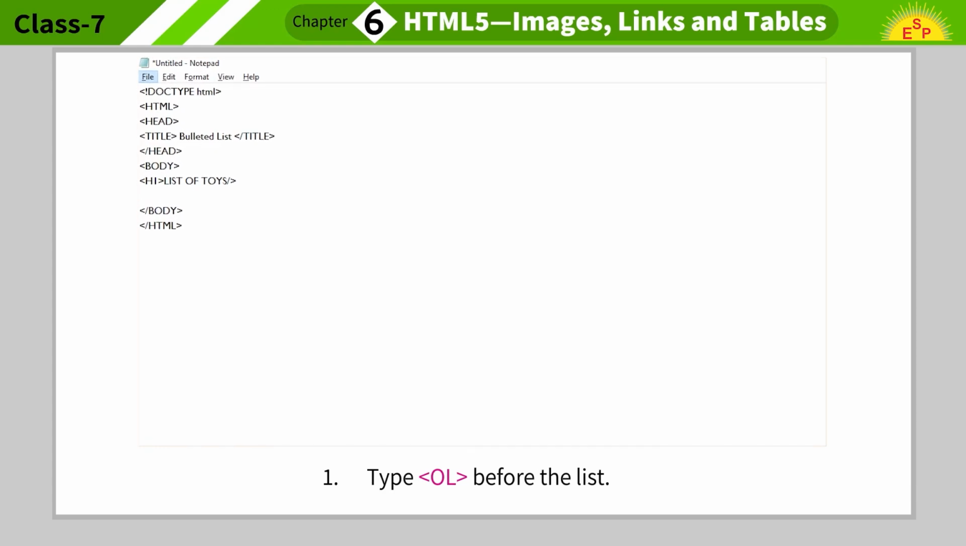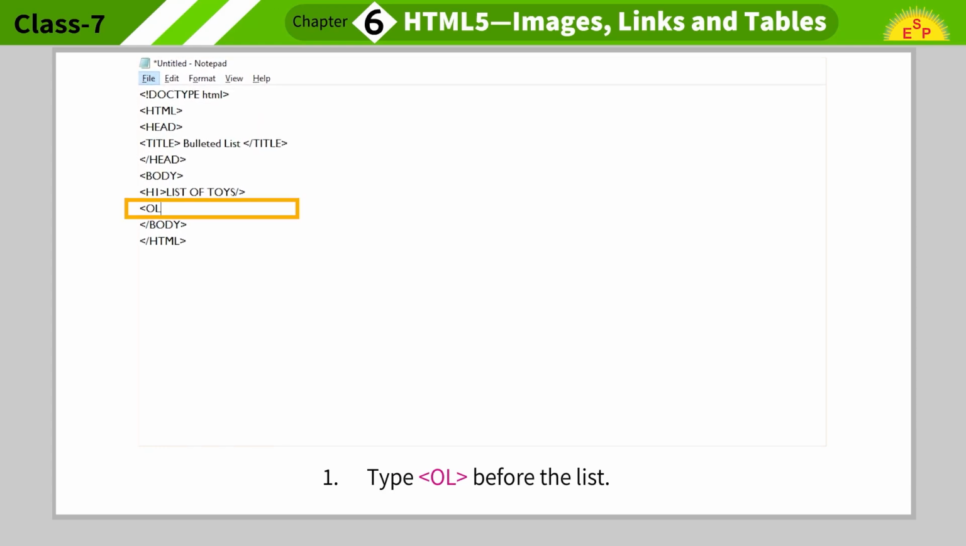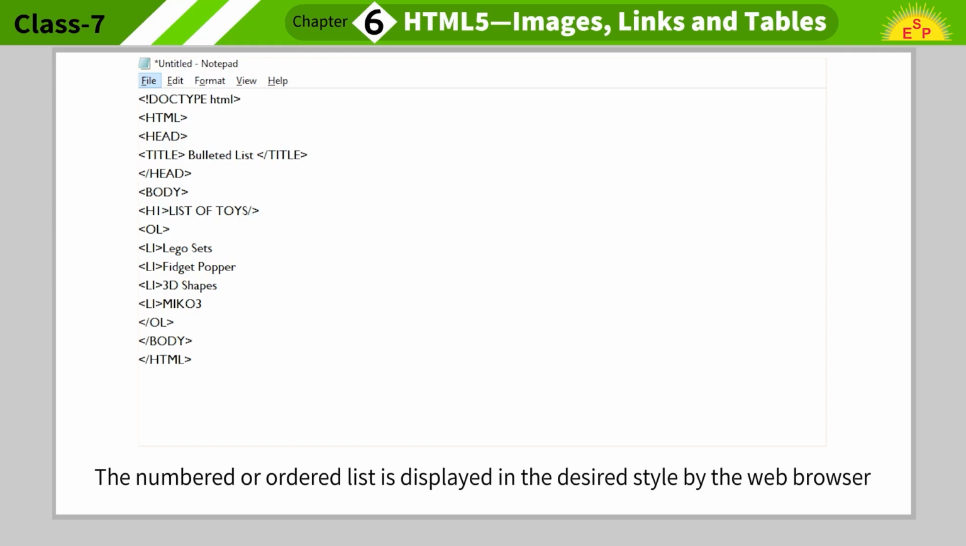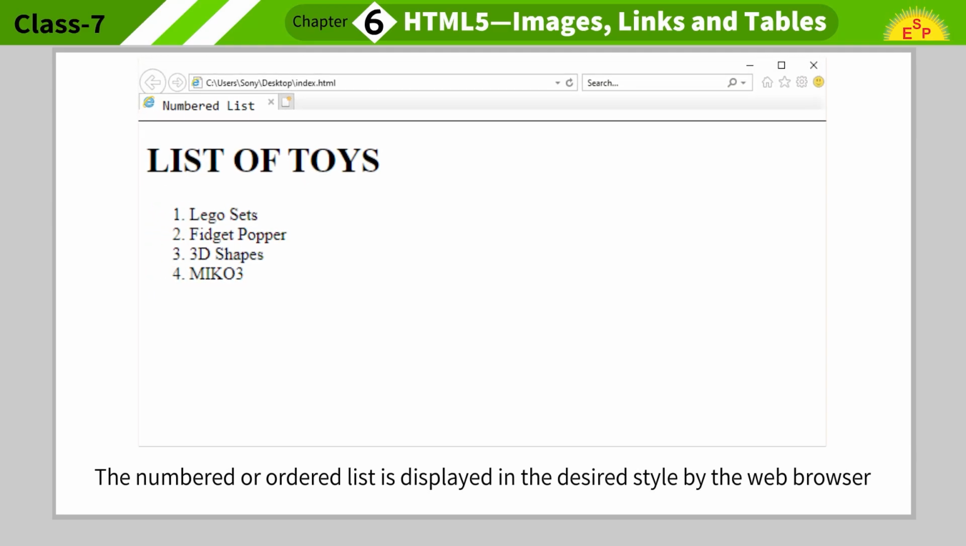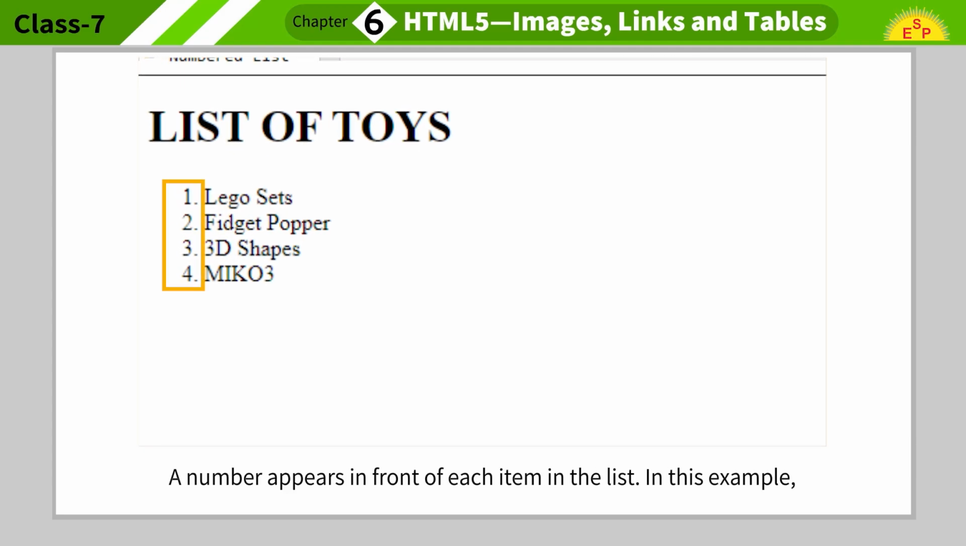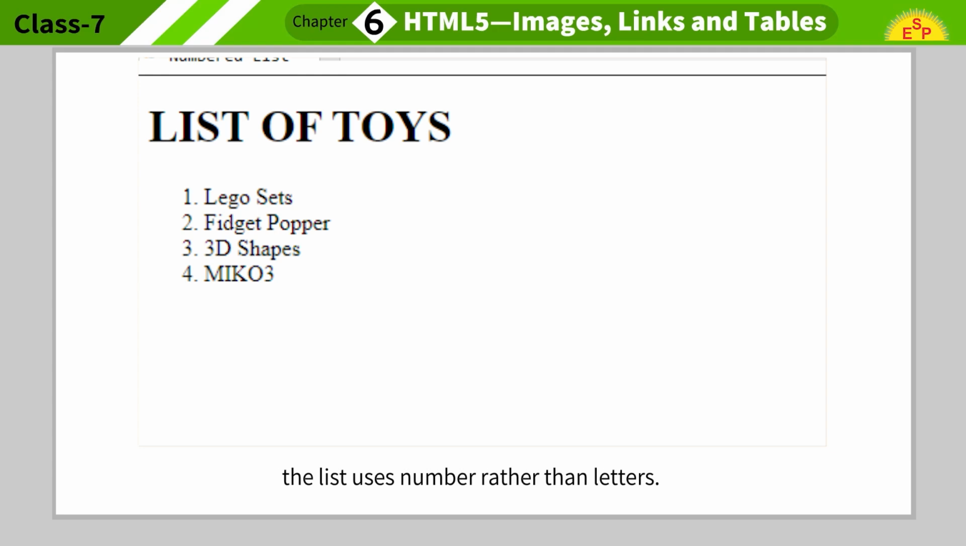Follow the steps to create a numbered or ordered list. Step 1. Type OL before the list. Step 2. Type LI in front of each item in the list. Step 3. Type OL at the end of the list. The numbered or ordered list is displayed in the desired style by the web browser. A number appears in front of each item in the list. In this example, the list uses numbers rather than letters.